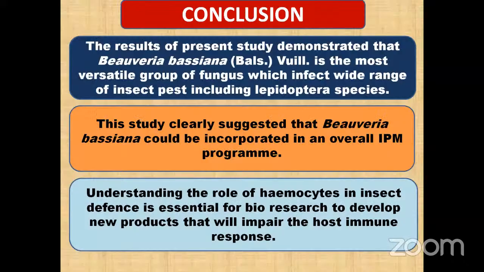Finally, in conclusion, the results of the present study demonstrated that Beauveria bassiana is the most versatile group of fungus which infects a wide range of insect pests, including Lepidopteran species. So this study clearly suggested that Beauveria bassiana could be incorporated in our overall IPM program, and also understanding the role of hemocytes in insect defense is essential for the development of biopesticides.